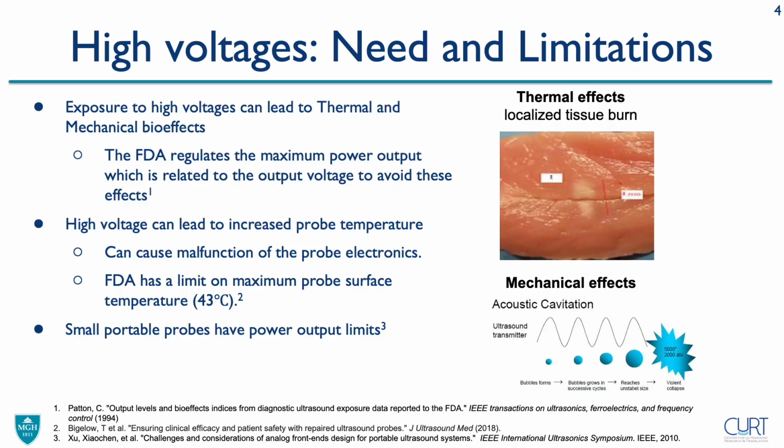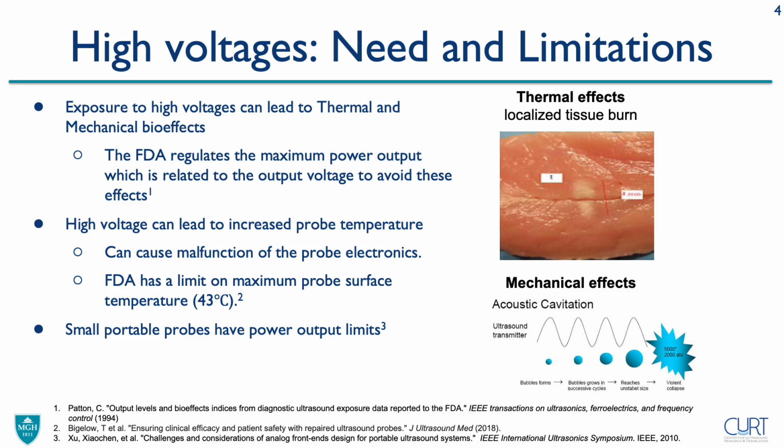However, high voltage also has its downside. Firstly, prolonged exposure to high voltages can lead to thermal and mechanical bioeffects, shown in the images on the right. Thermal effects from prolonged tissue absorption of high voltage signals can cause localized tissue burn and even cause embryonic malformations in fetal imaging. Mechanical effects can cause bubbles to grow and collapse violently in the tissue, which can be detrimental. Hence, the FDA strictly regulates the maximum power output, which is related to the output voltage.